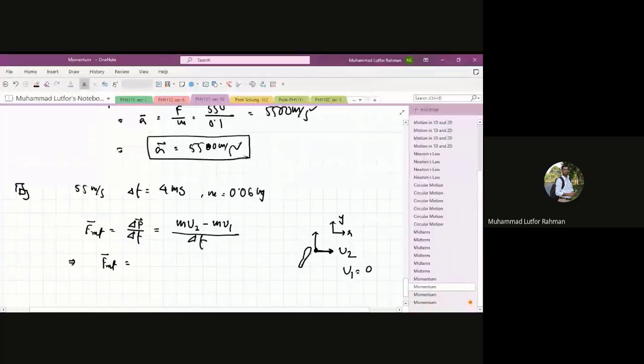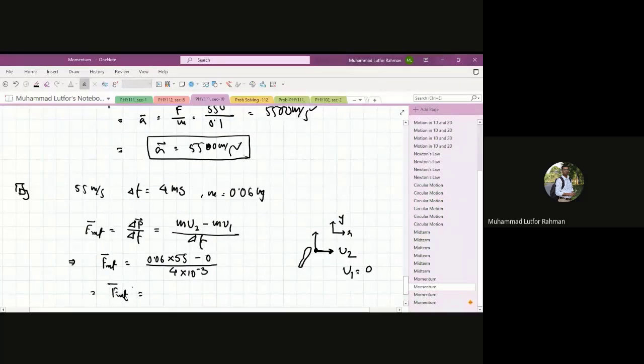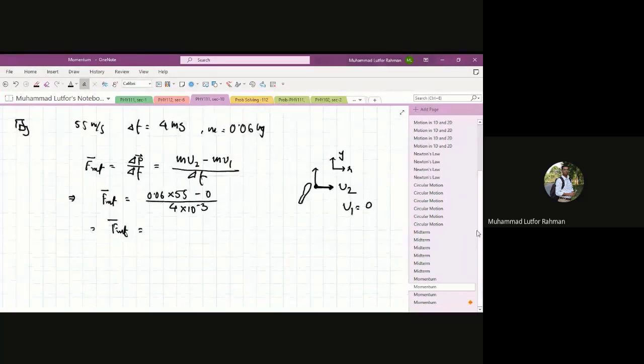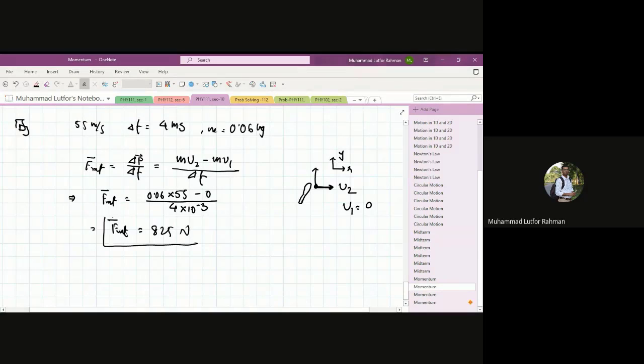Then I can say m is 0.06 into v2, which is 55, minus 0, divided by delta T, that is 4 milliseconds, so 4 into 10 to the minus 3. Then the average force during that collision time would be 825 Newton. This is the force acting on the ball.